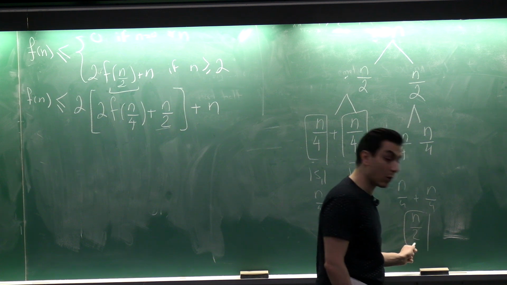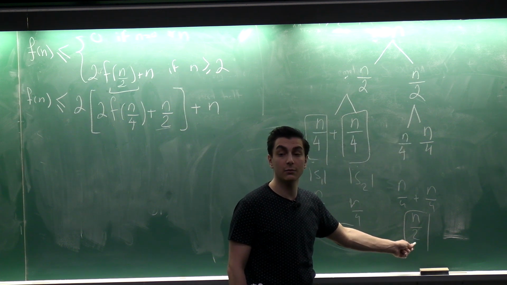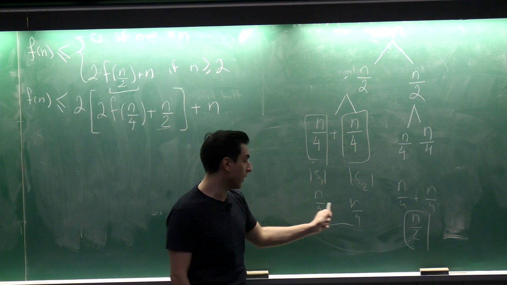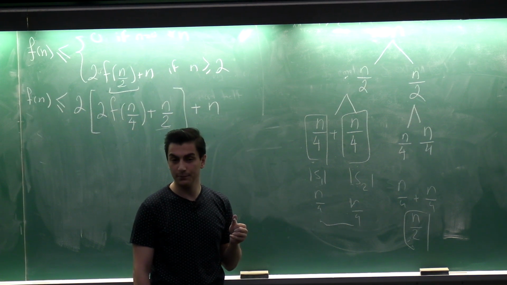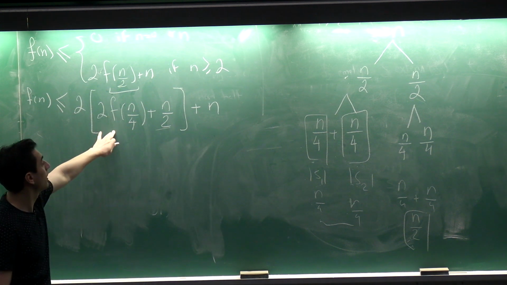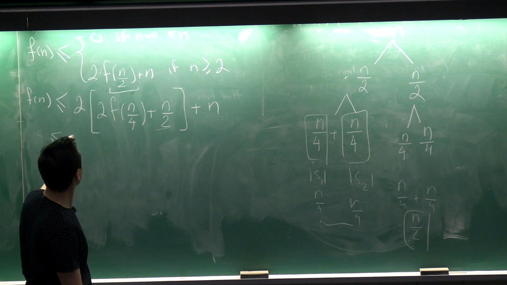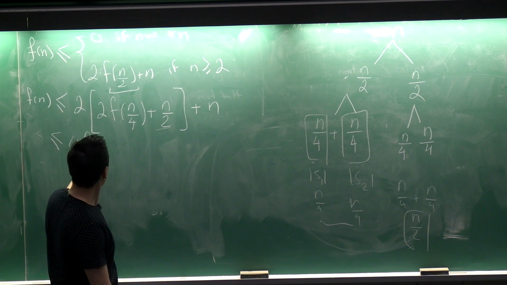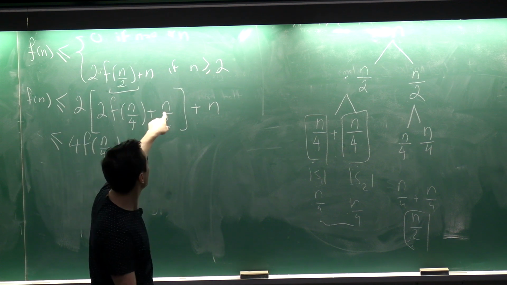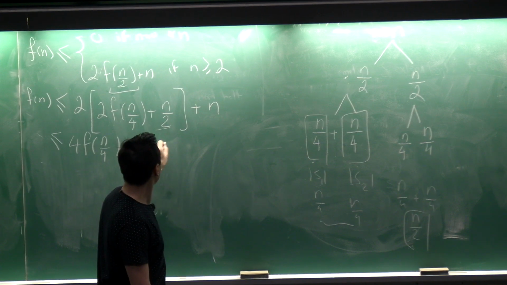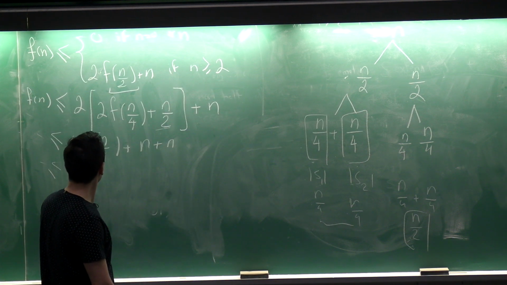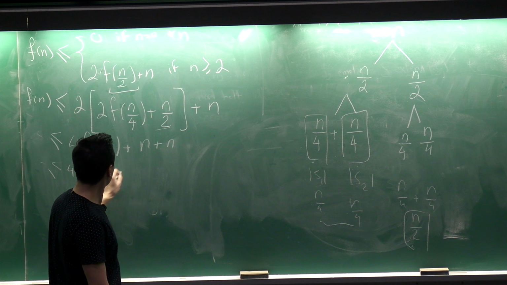So this is the at most number of comparisons that the merge function will do when merging two lists S1 and S2 of length n over 4 and n over 4. Is this clear? So, what will this look like? It's going to be 4f(n/4) plus, this 2 cancels this 2, plus n.